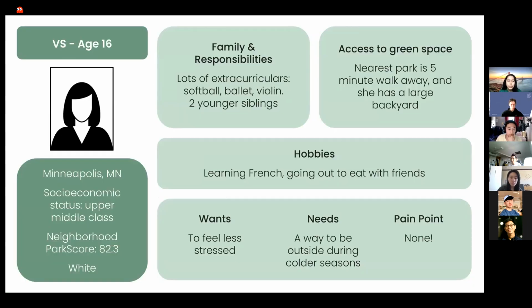So this is our first persona. This is V. She is 16 years old and she's from Minneapolis, and her family's pretty well off and she lives in a really nice neighborhood that's well endowed with parks. As you can see, the park score of her neighborhood is 82.3 out of 100, which is extremely high. And the nearest park is only 5 minutes away. And those are her wants and needs and pain points, as you see at the bottom.